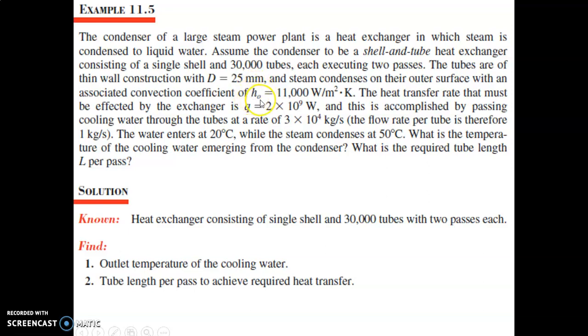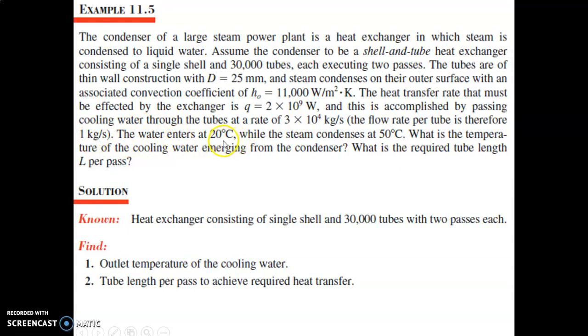Once the question provides you with h_out, it means the question is looking for h_in to be able to calculate the overall heat transfer coefficient. The heat transfer rate that must be effected by the exchanger is 2 billion watts, and is accomplished by passing cooling water through the tubes, which number 3 × 10^4, which is 30,000 again. In this case, each tube will carry 1 kilogram per second.